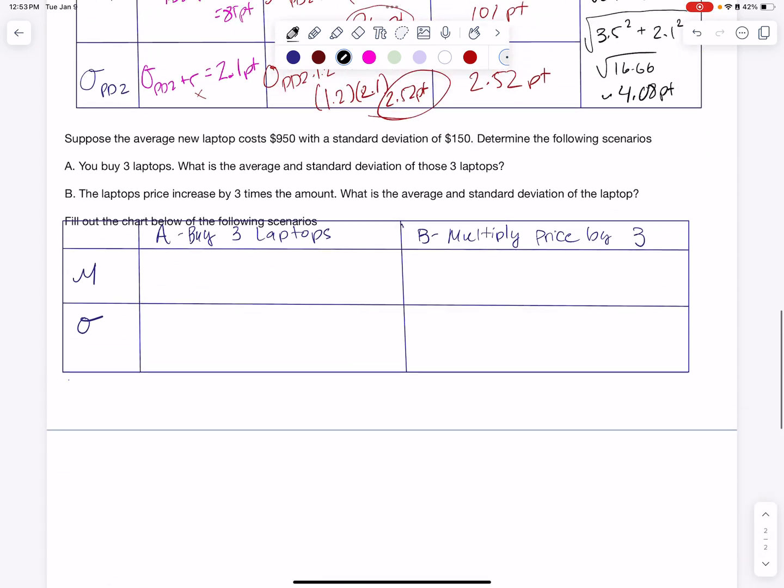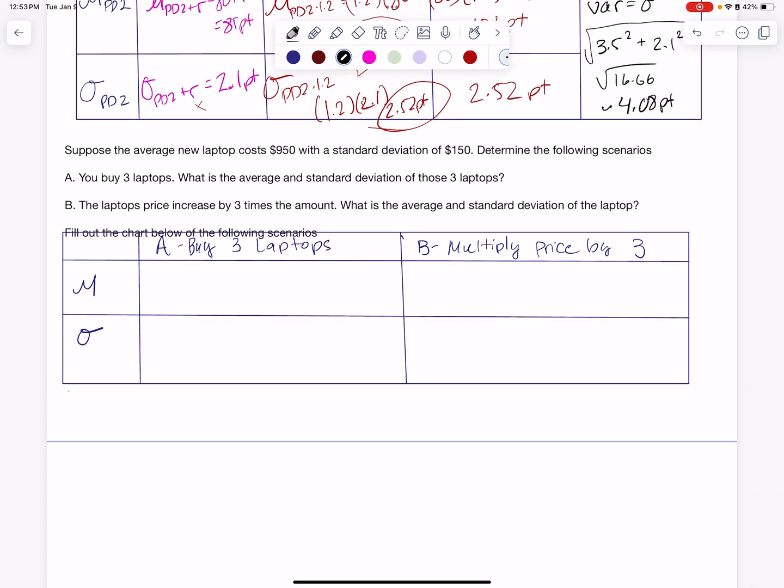Okay, scenario 2, let's look here. We got two laptops, and we got laptop 1 and we got laptop 2. Or excuse me, this one here, you have 3 laptops, and you are going to buy 3 laptops, and the average is going to be just 950 plus 950 plus 950. And so, of course, 950 plus 950 plus 950 is 2850. Multiply is just going to be 3 times 950, which you're going to get the same thing.